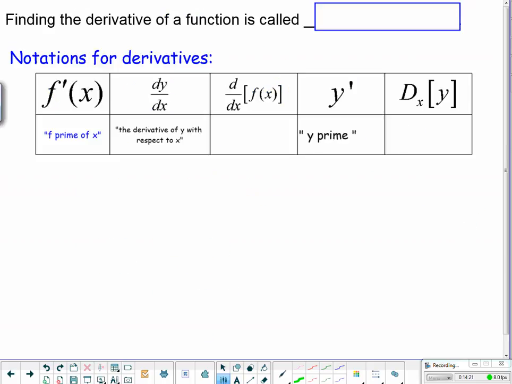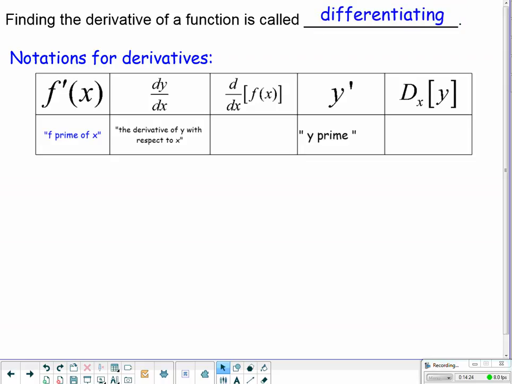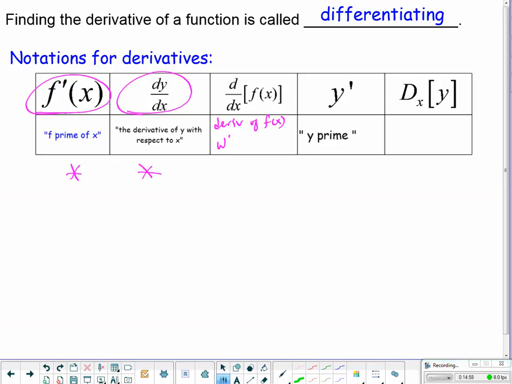Finding the derivative of a function is called differentiating. There are several ways symbolically that we can show an expression is equal to a derivative, and that would be using the prime symbol, which we've been focusing on, and it's read as f prime of x. Another very common one that we'll use often is dy dx. These will be our two most common ways of referring to a derivative with the notation. This one would be the derivative of f of x with respect to x.